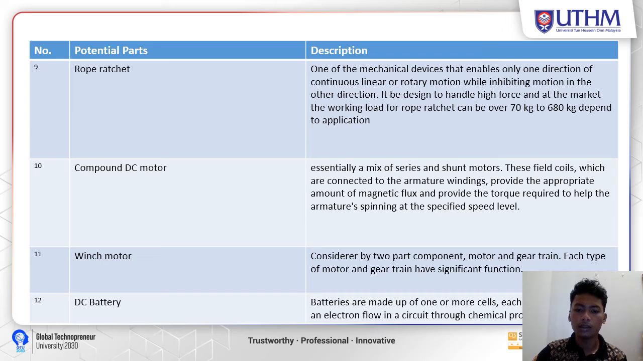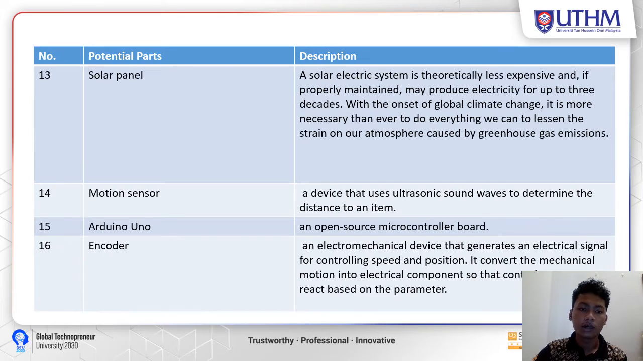DC battery. The battery is made of one cell, each having an electron flow in the circuit through a chemical process. Solar panel electrical systems are theoretical, less expensive, and, if properly maintained, can produce electricity for up to 3 decades. With the upside of global climate change, it is necessary to do everything we can to reduce the atmosphere pollution caused by greenhouse emissions.